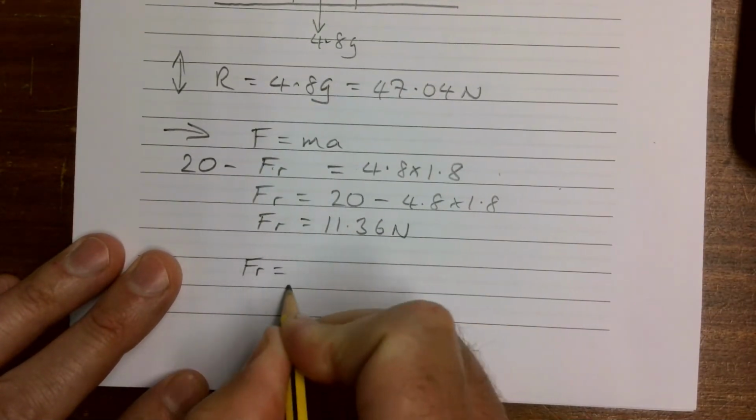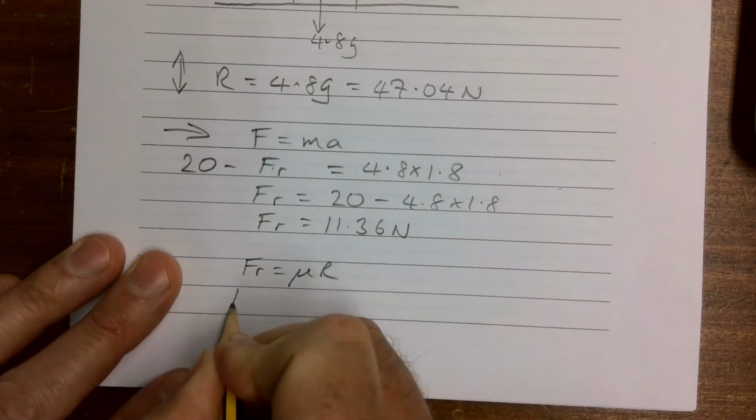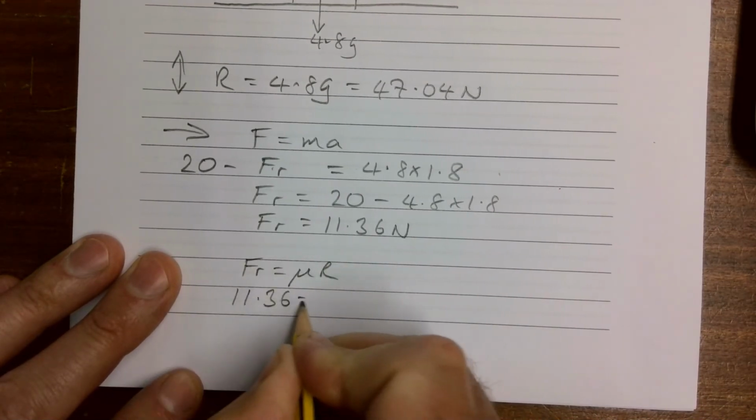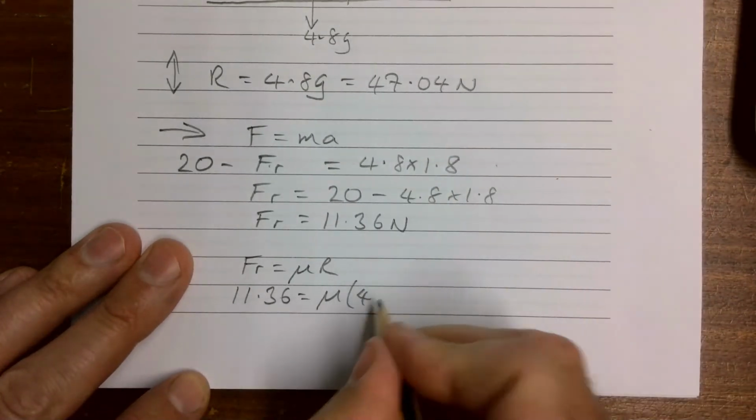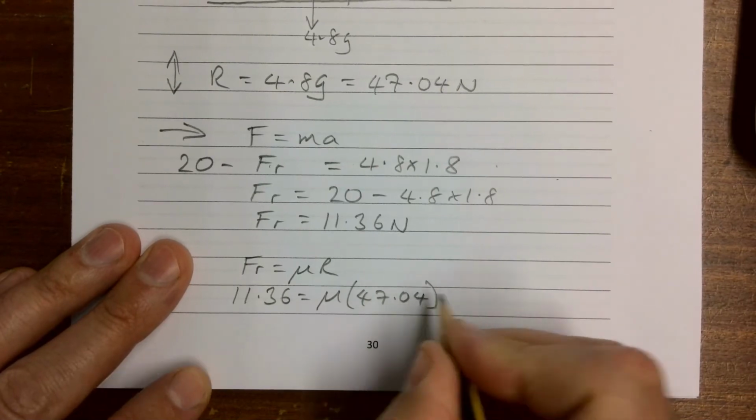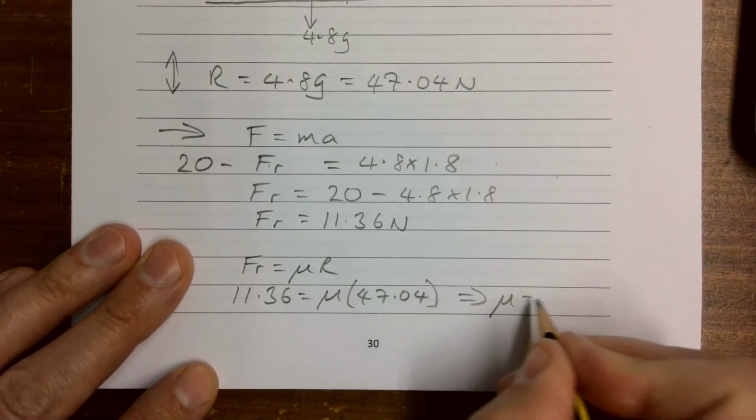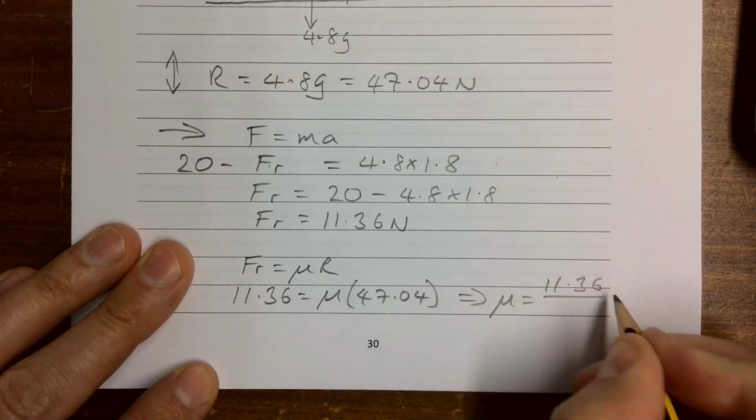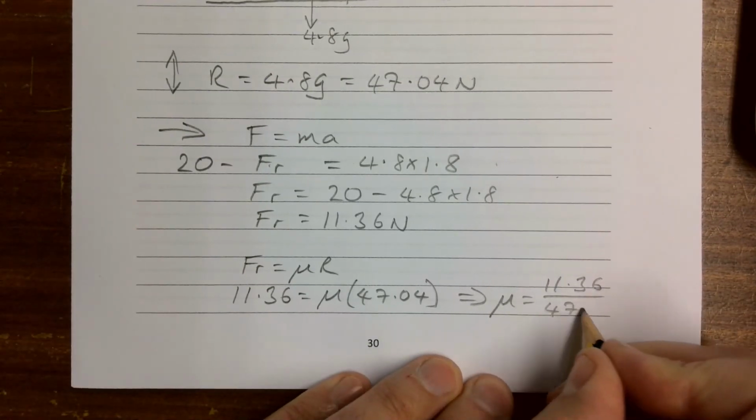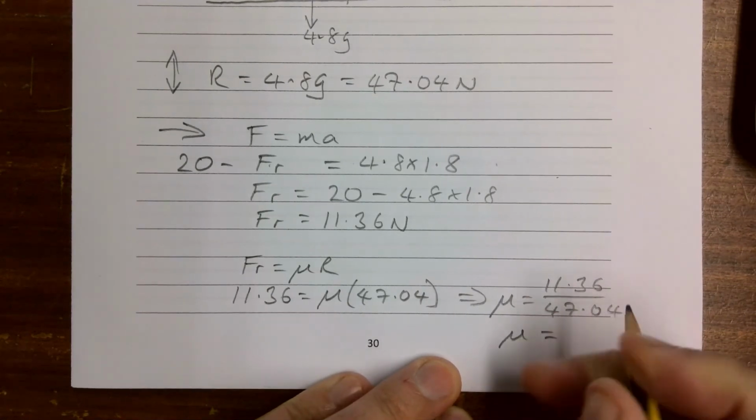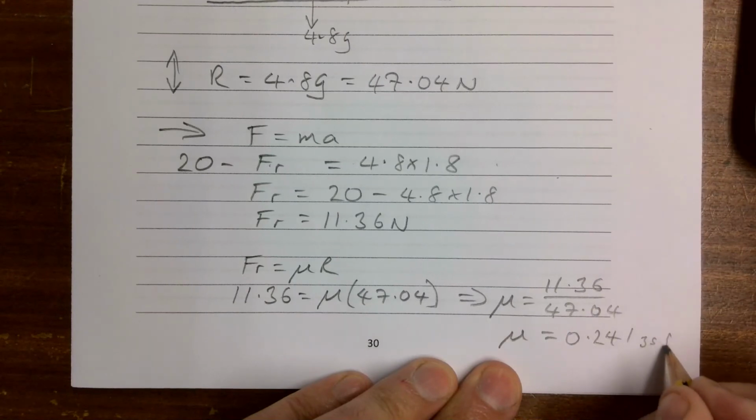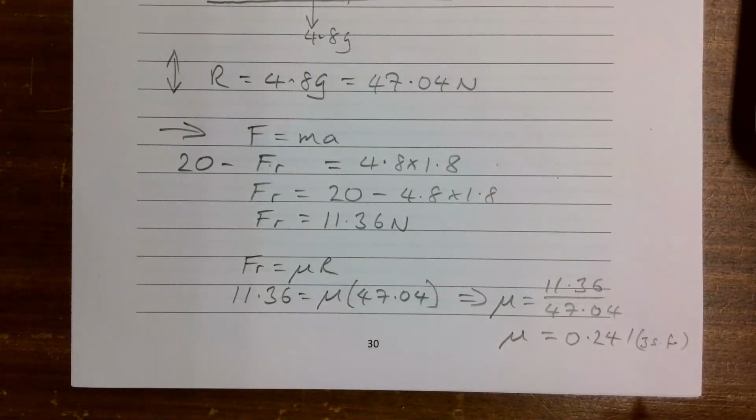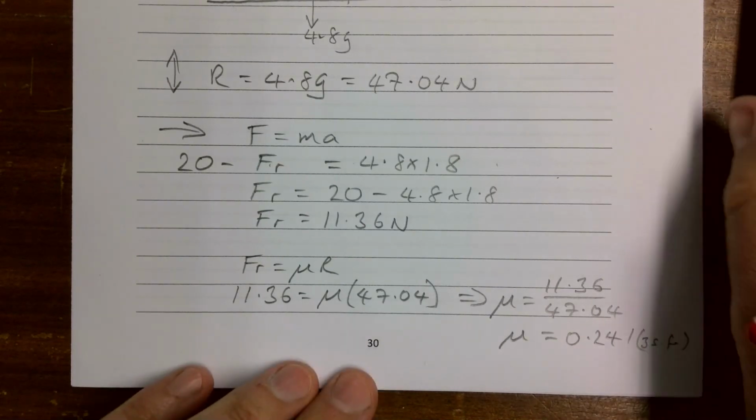Anyway, F friction is mu R. 11.36 is mu times R, which we worked out up above, 47.04. That means our mu is 11.36 divided by 47.04. Put in our calculator, I believe it's 0.241. That's three significant figures. And generally, mu is sort of less than 1 on this. Things get a little bit weird.